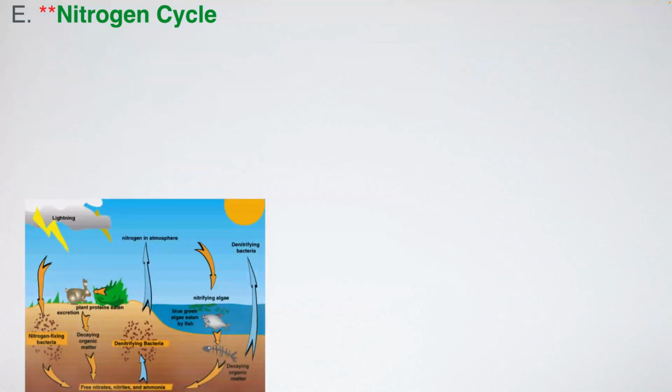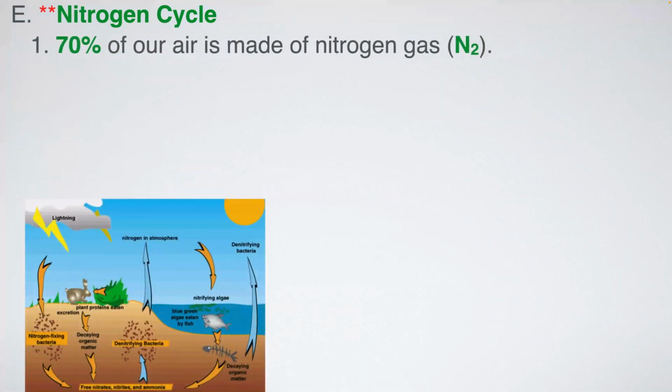Next up, the nitrogen cycle. So the nitrogen cycle is kind of a weird one, but it's also super interesting. Most of the air that we breathe is made up of nitrogen gas, but we really don't use nitrogen gas, right? We breathe it in, but then we just breathe it out. It has to be turned into a form that can be utilized by things like animals and plants.